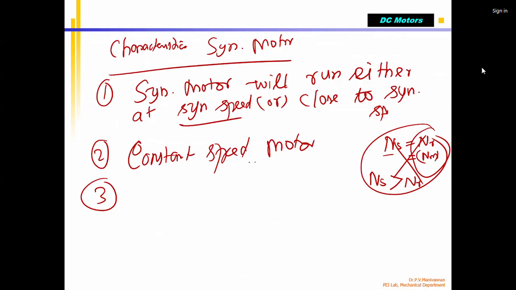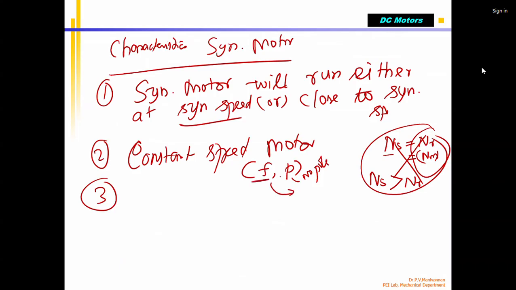This constant speed depends upon the supply frequency and the number of poles. In the equation, we know that the speed is generally close to NS, which is called synchronous speed, the rotating magnetic field speed. The formula clearly states NS equals 120 f divided by P, correct? Where P is the number of poles and f is the supply frequency.